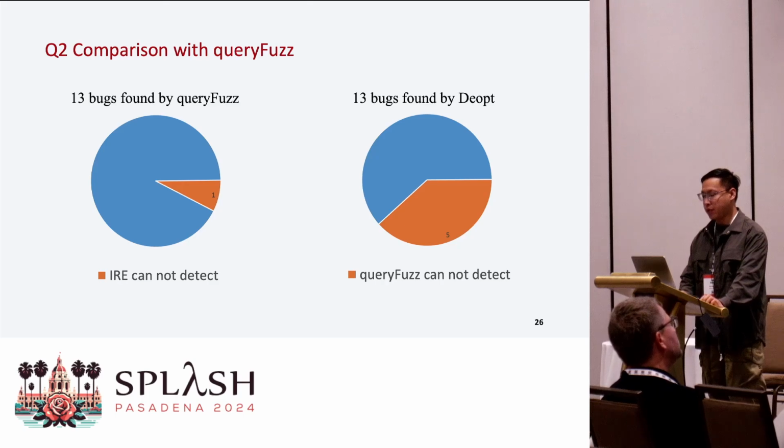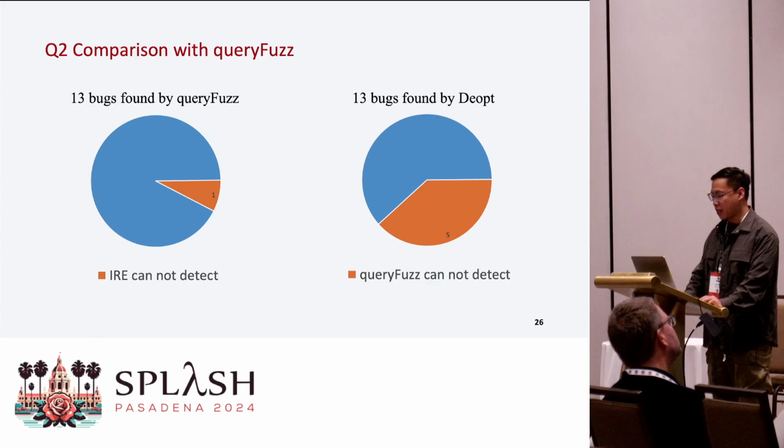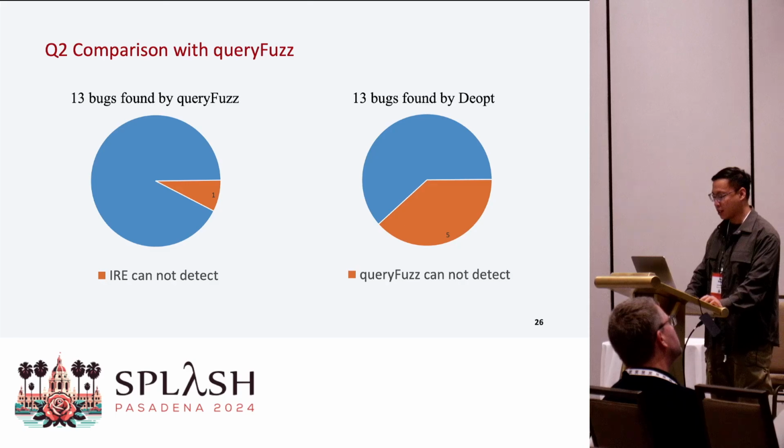There are 2 reasons why queryFuzz missed these bugs. First, its mutation approach is limited to conjunctive queries, which means some language features are not supported. Second, queryFuzz is unable to prevent the application of certain optimizations, making it ineffective to detect bugs related to those optimizations.